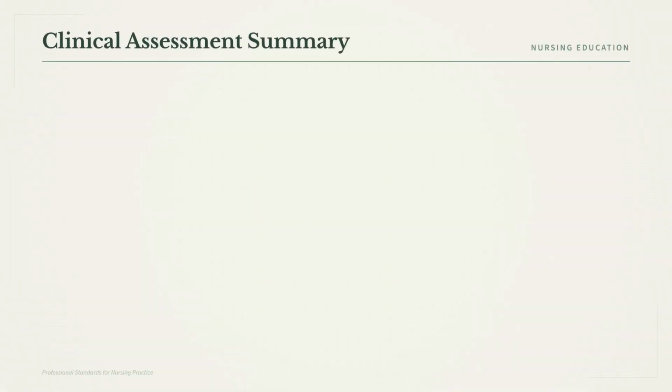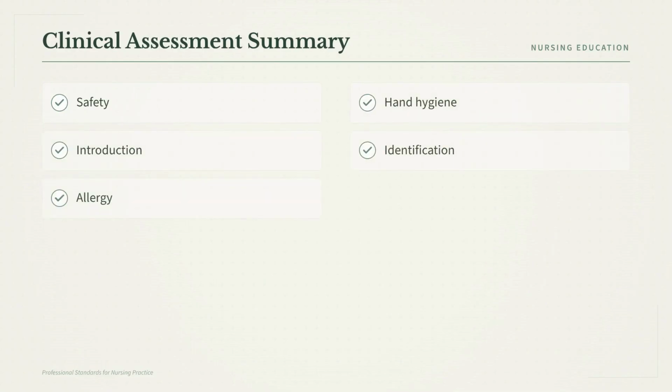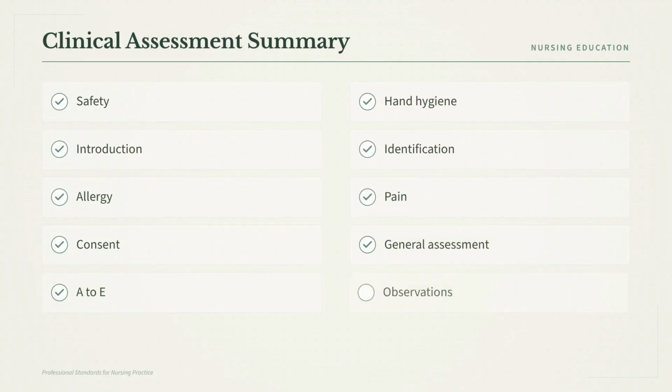So, remember the basic sequence: safety, hand hygiene, introduction, identification, allergy, pain, consent, general assessment, A to E, observations, and recording. In the second video, we will continue with in-use calculation and interpretation, recognizing deterioration, escalation, holistic assessment, the role play scenario, documentation, and how to safely close the assessment.